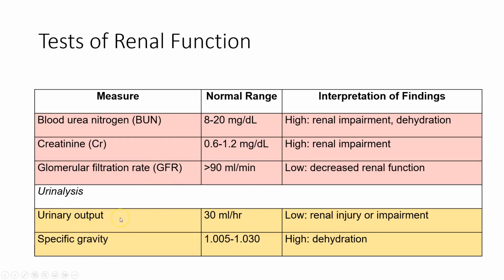You can also look in the urine to find out some things about renal function. Urinary output should be at least 30 milliliters per hour. So when urinary output gets lower than that, that could indicate renal injury or impairment. We also have a normal specific gravity of our urine. This looks at how many solutes we have in our urine. And when that's high, that generally means that someone is dehydrated. And this is our brief overview of the renal system.